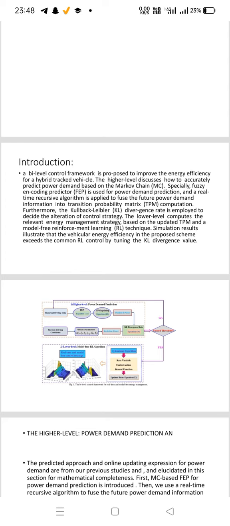Further, the Kullback-Leibler (KL) divergence rate is employed to decide the alteration of the control strategy. The lower level computes the relevant energy management strategy. Simulation results illustrate the vehicular energy efficiency in the proposed scheme exceeds the common RL control by tuning the KL divergence value.